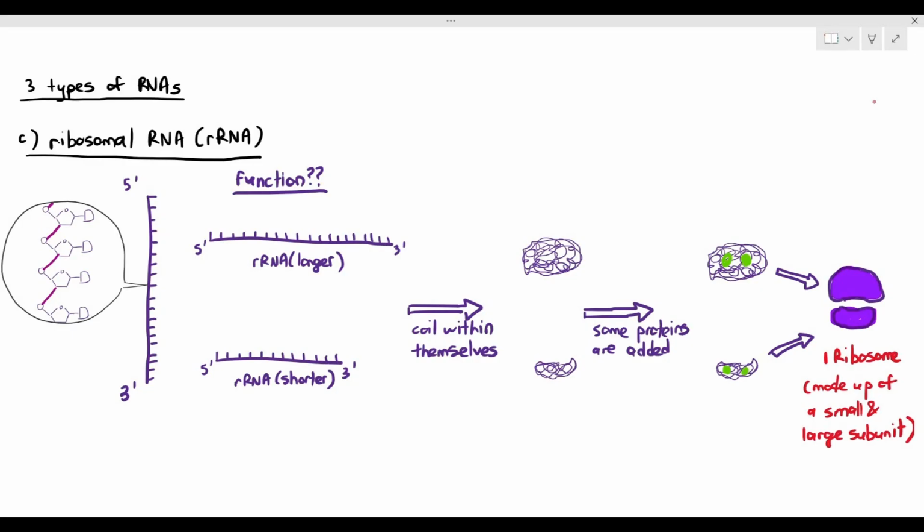And the ribosome has 2 parts, a small subunit and a large subunit. The large subunit is made up of the longer rRNA, and the smaller subunit is made up of the shorter rRNA and some proteins as well. So if a question were to ask you, what is the ribosome made out of? You just have to say rRNAs and some proteins. Do you have to know the names of the proteins? No, you don't have to. That's basically it.